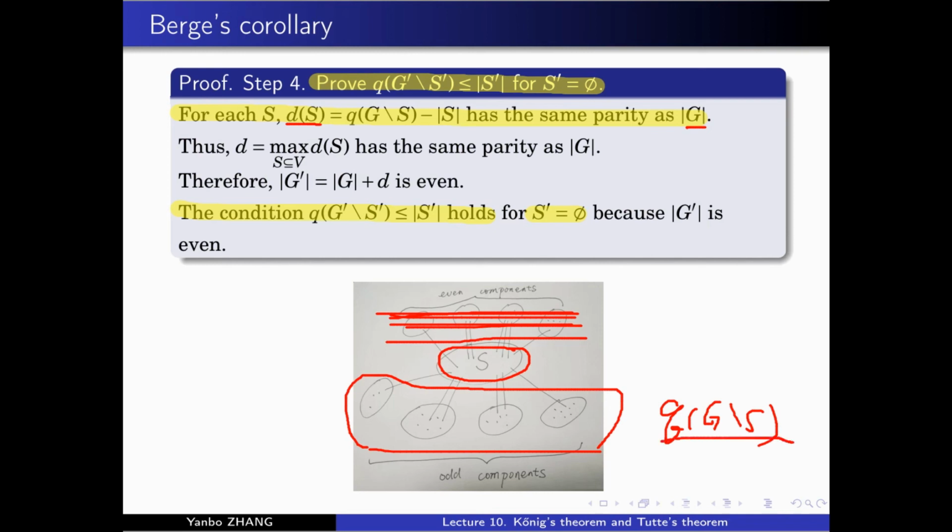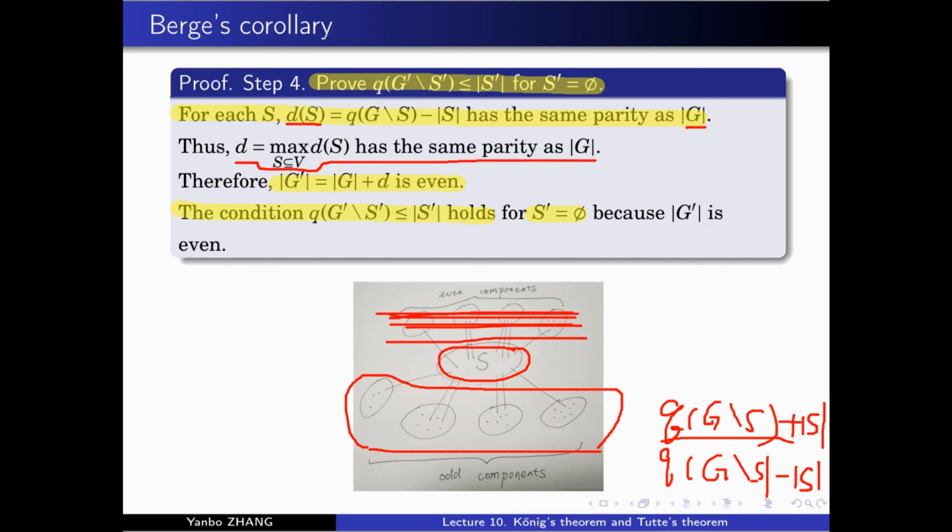So Q(G − S) plus the size of S has the same parity as G. So Q(G − S) minus the size of S has the same parity as G. It holds for every subset S. Thus we have D equals the maximum d_S has the same parity as G. Therefore, we have the result that the size of G prime equals the size of G plus D is even.